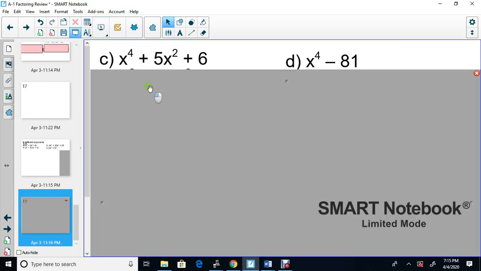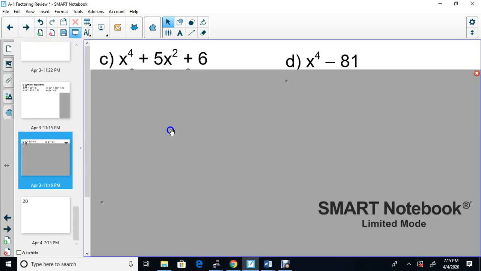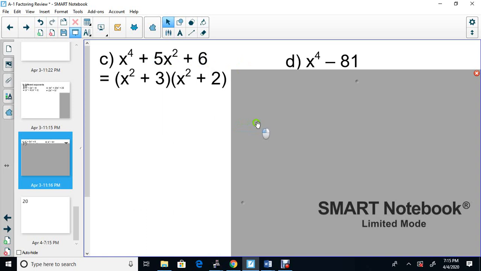I want you to do these two. Okay, pause it, try these two out. You can pause and try that out, see if you get the right answer. Okay, hopefully you've done it. So this here is a sum and product. You have to find two numbers that multiply to give you 6, but add to give you 5. Well, the two numbers are 3 times 2 is 6, and 3 plus 2 is 5. The only difference is you put that x squared here and the x squared there.